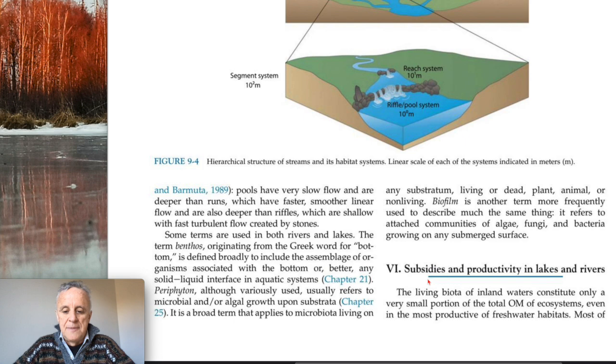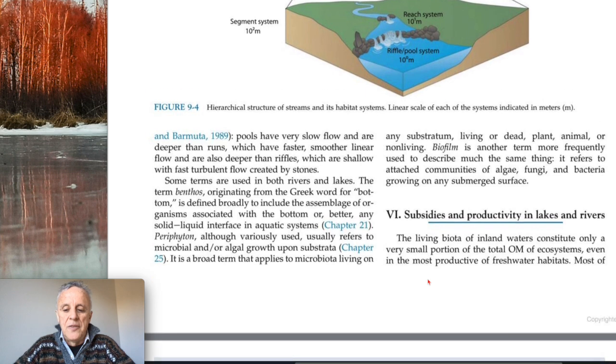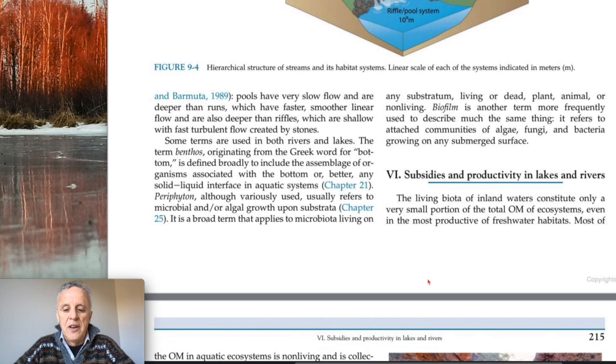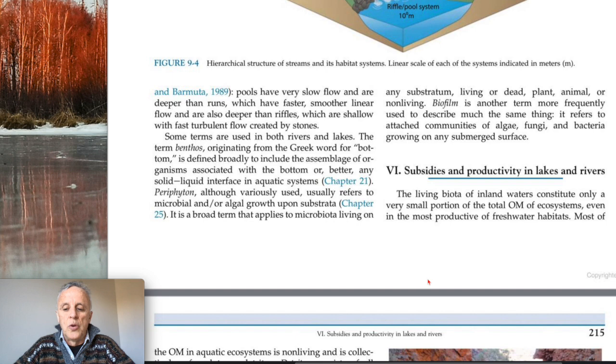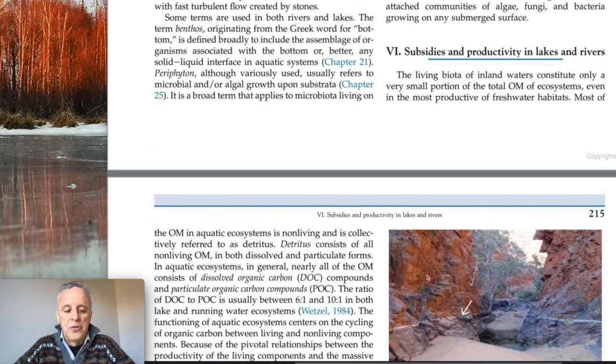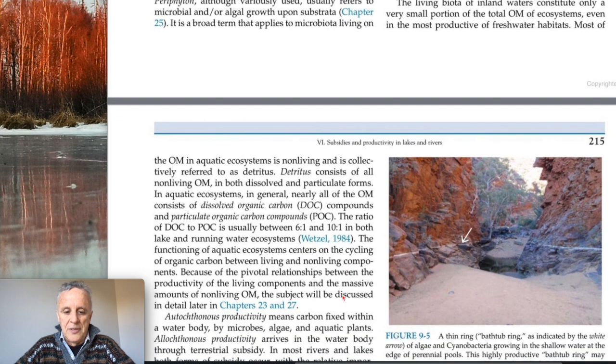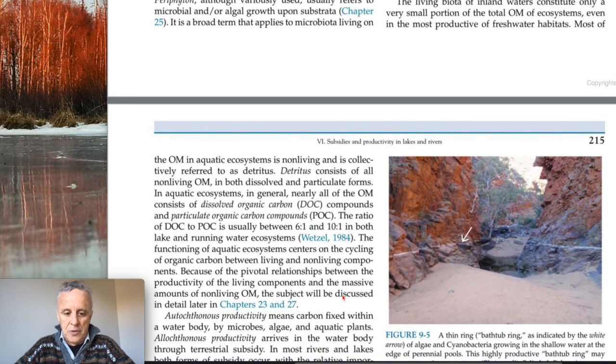Subchapter 6. Subsidies and productivity in lakes and rivers. The living biota of inland waters constitute only a very small portion of the total organic matter of the ecosystem, even in the most productive of freshwater habitats. Most of the organic matter in aquatic ecosystems is non-living and is collectively referred to as detritus. Detritus consists of all non-living organic matter in both dissolved and particulate forms.